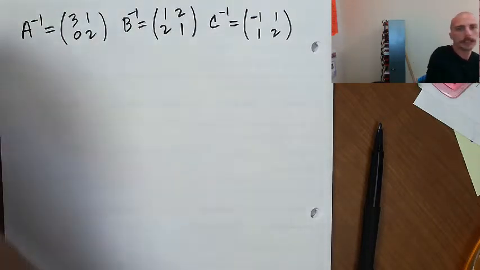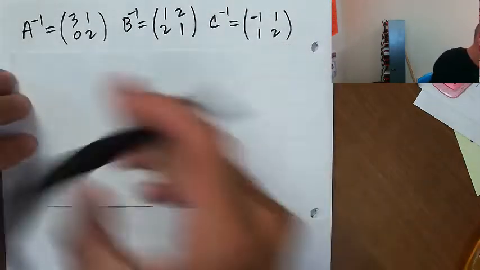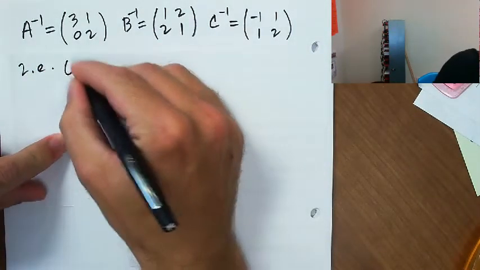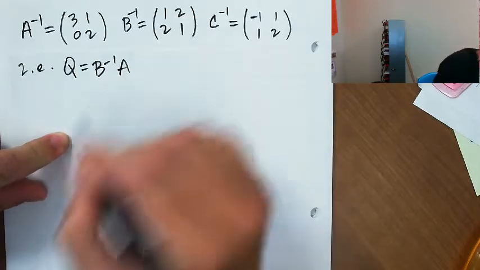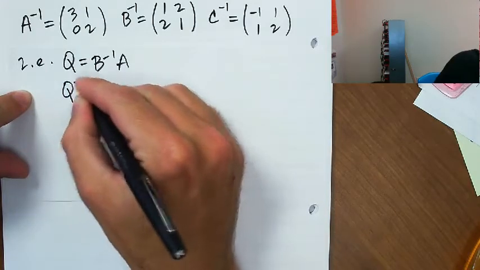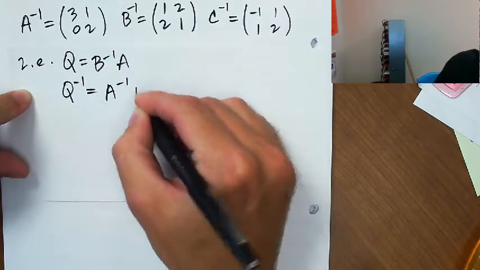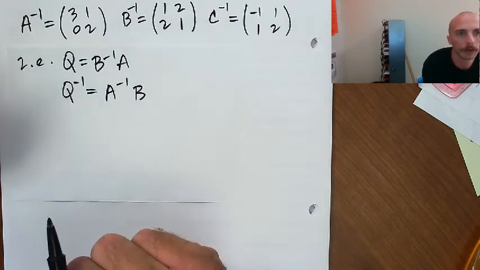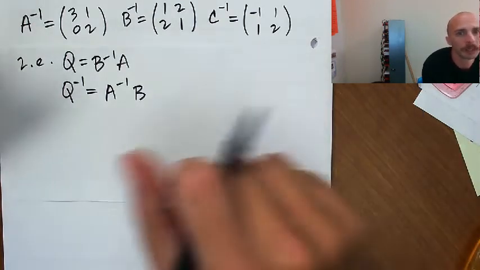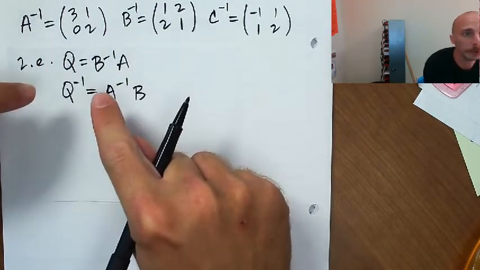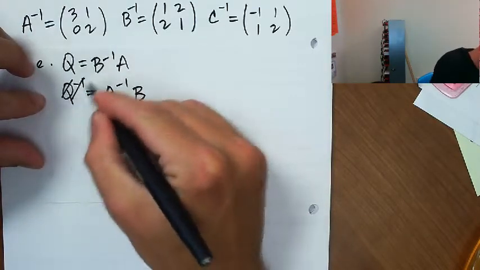All right, last one, E. Q is B inverse A. If I was to take the inverse, that would be A inverse multiplied by B. I don't think you can do this without figuring out what either A or B are. And if I'm going to have to do that, I'm not going to find an inverse and then uninverse Q. So I'm just going to figure out what A is. Okay, this did not work.